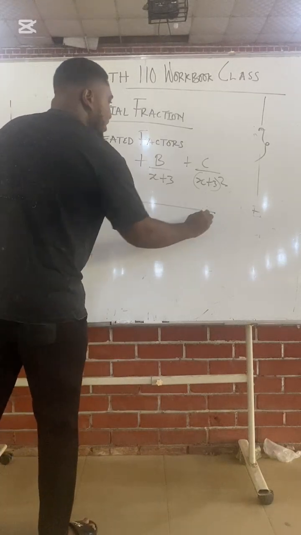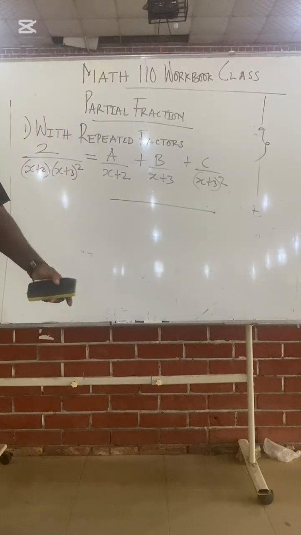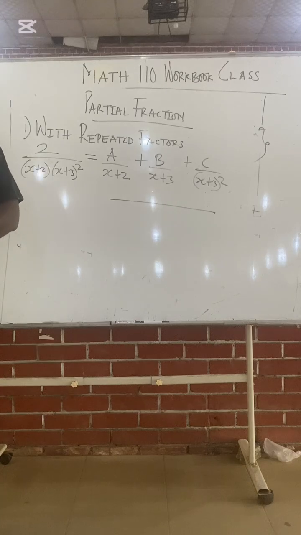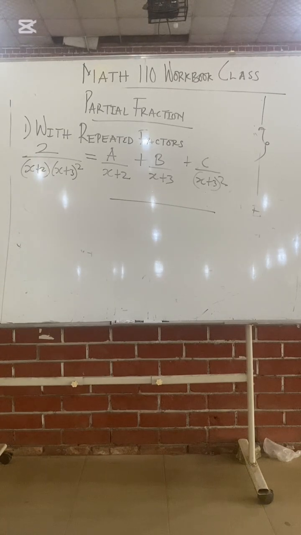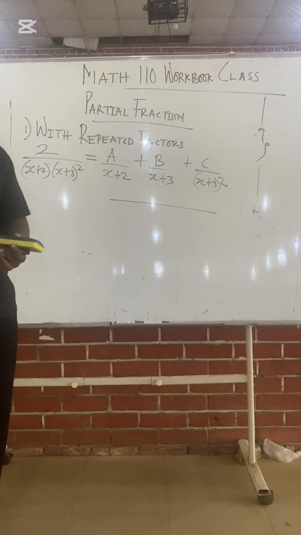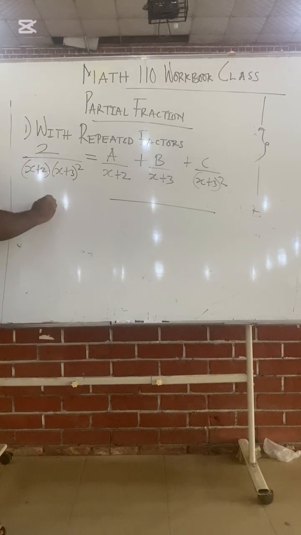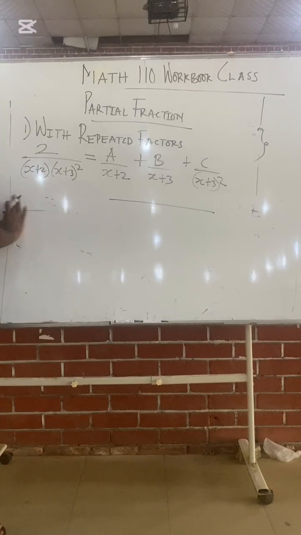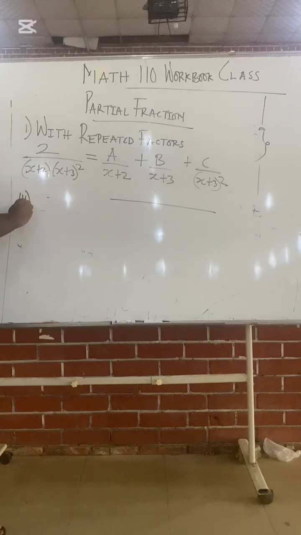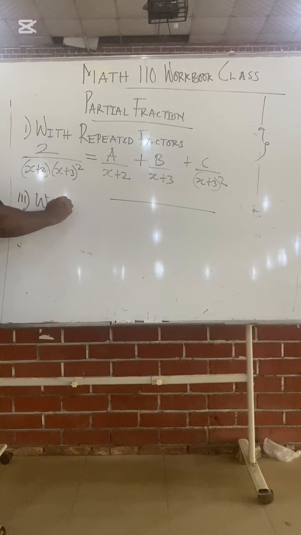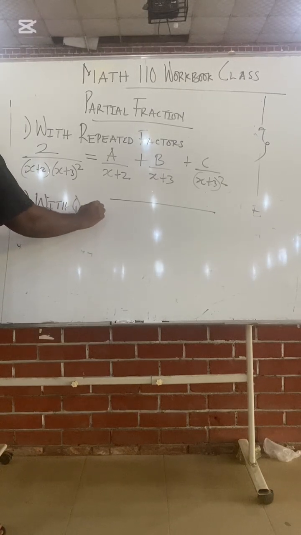Solving this, because it's not enough to just be able to write it out, you now solve for A, B, and so on. I said there's no shortcut. Class, before I solve, let me just give you the third one with quadratic factors. Partial fraction with quadratic factors.